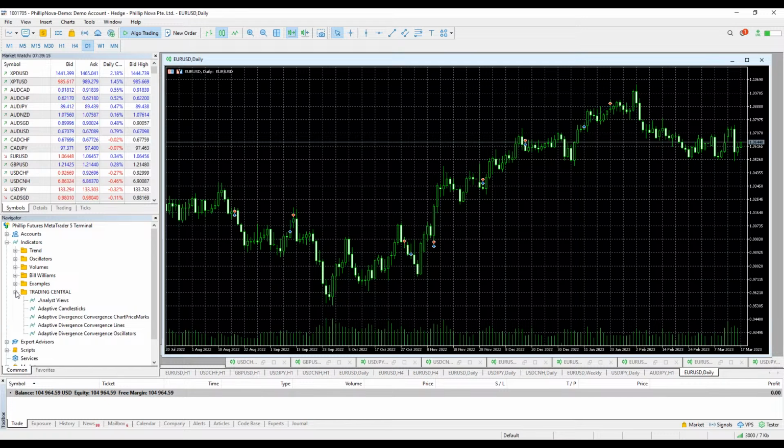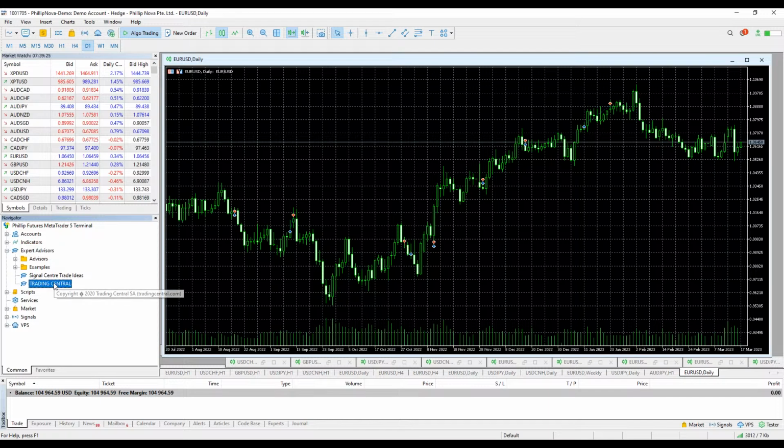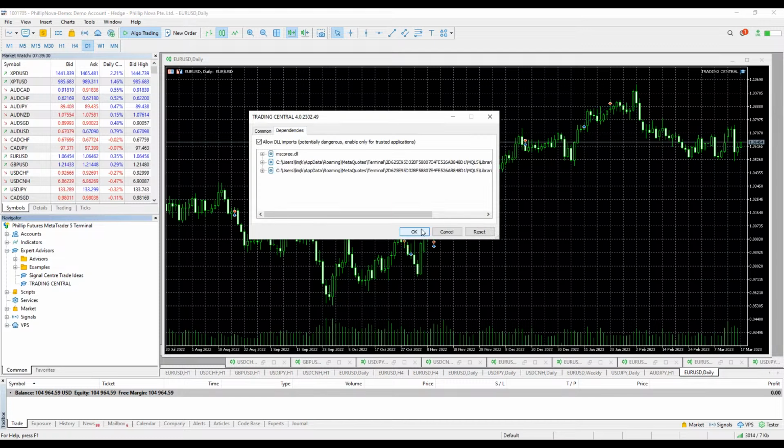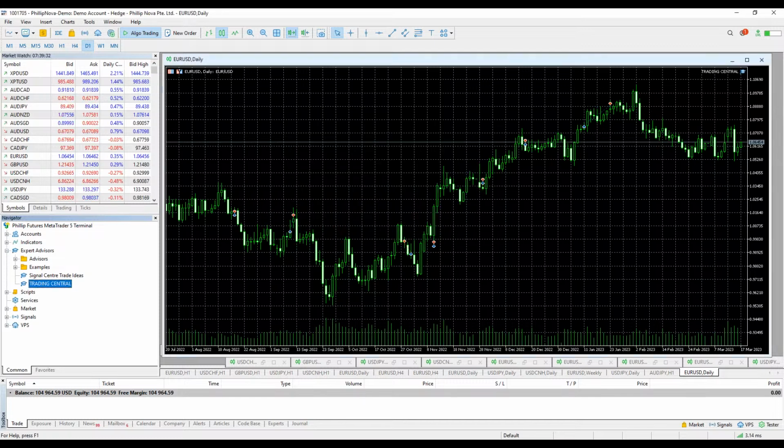The next tool that I want to share with you is the Economic Insight. You can find the other tools under the Expert Advisors tab, Trading Central. Similarly, drag and drop to launch any trading tool. Give it a couple of seconds.